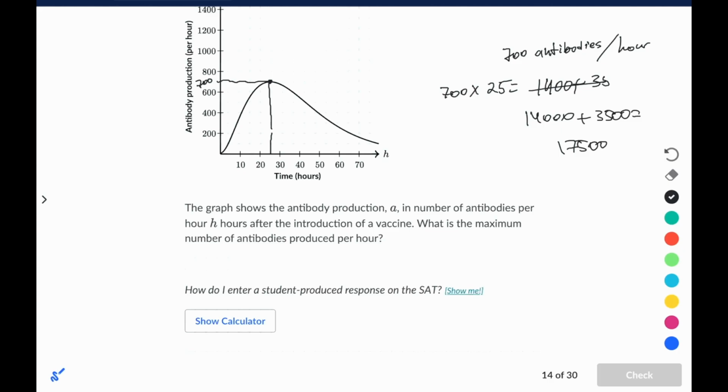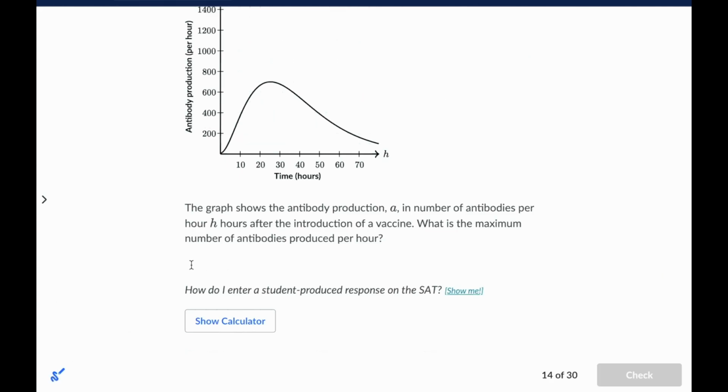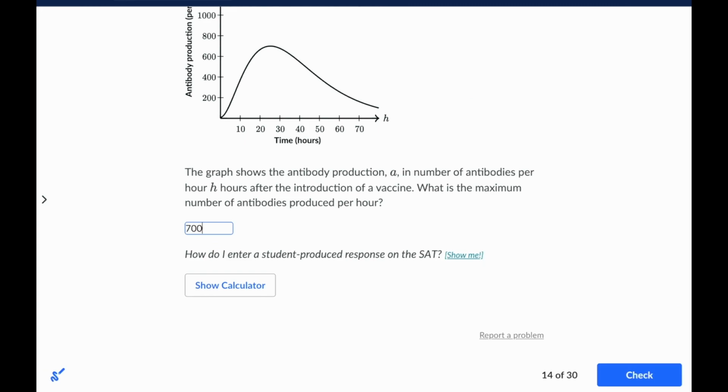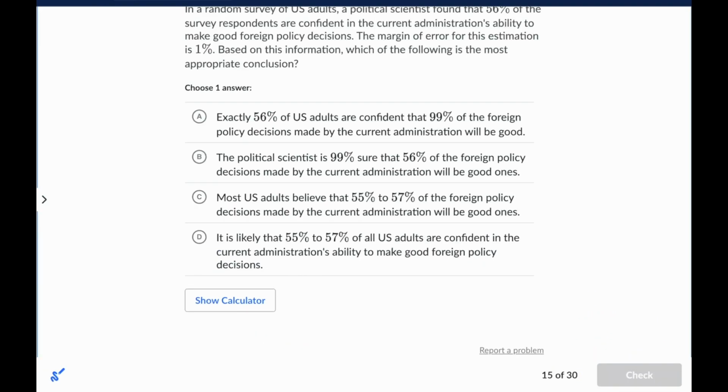Well, I think I'm just overcomplicating the question. It's just asking what's the maximum. I think it should be just 700 and that's it. Why am I overcomplicating? I have no idea. It's just asking straightforward: what is the maximum number of antibodies produced per hour? And here it just says 700. I think I just overcomplicated the question.